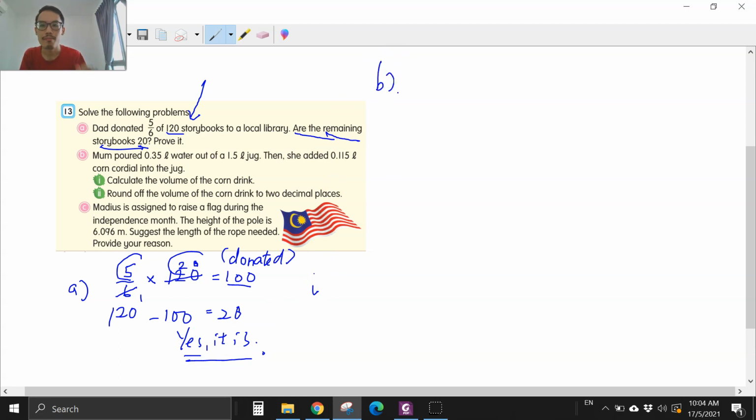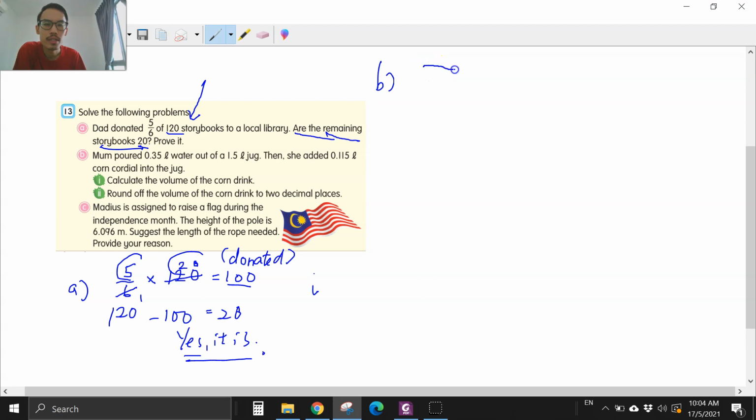Okay, let's look at B. Mom poured 0.35 liters water out of 1.5 liters jug. Then she added 0.115 liters into the jug. Calculate the volume of the corn drink. Okay.